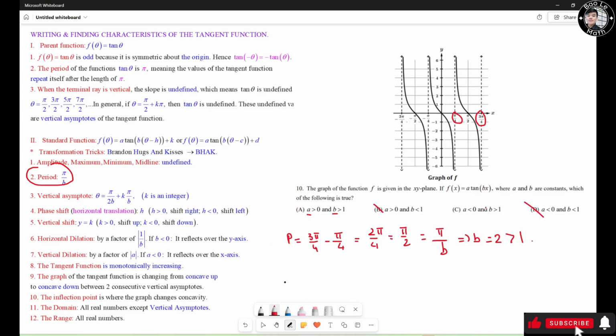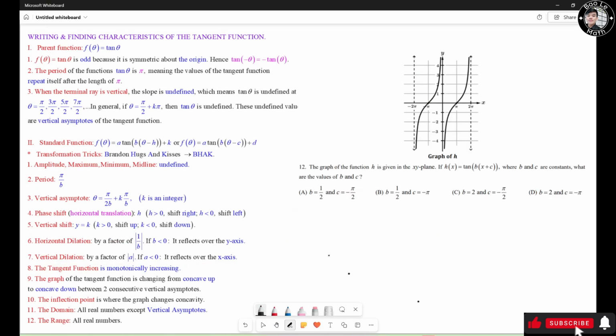Now we need to solve for a. The parent tangent function is always increasing, so it's going to be something like this. But now the new function is going to be like this, which means there is a reflection. So a must be less than 0, and the answer must be C. Now keep that in mind: if a is less than 0, there is a reflection.